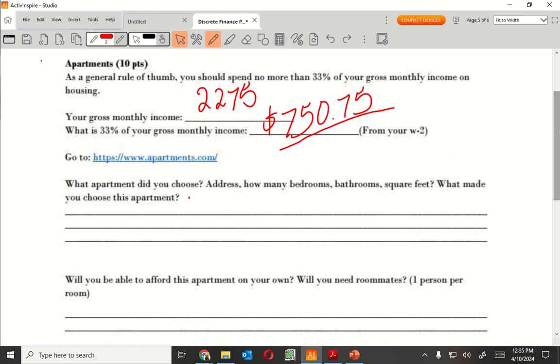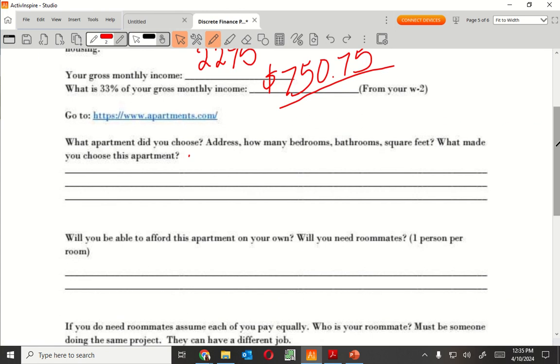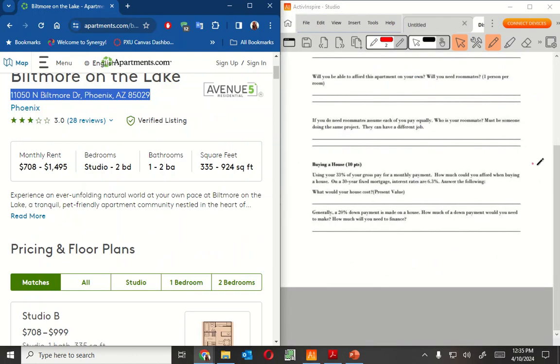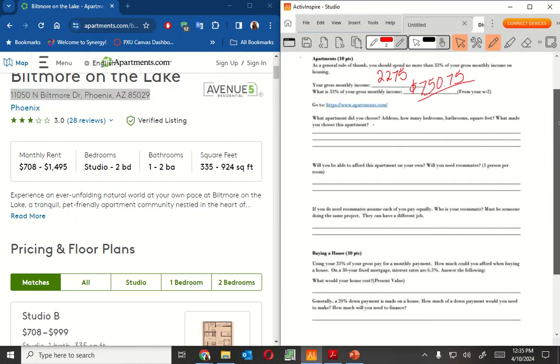All right. So all you have to do is actually copy it in. I'm going to have to write it in. So what did we say it was? My address is, there you go, 11050 North Drive.